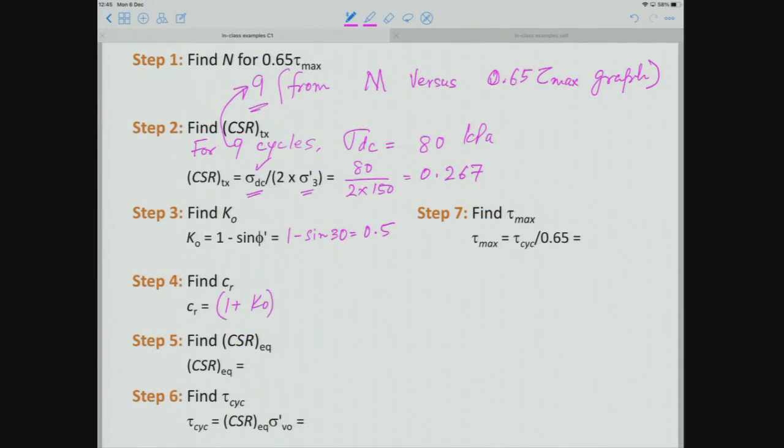Now CSR EQ, you know, it is 0.9 times CR, then CSR from the triaxial test. And this is 0.9 times 0.75 times 0.267, which is 0.18.